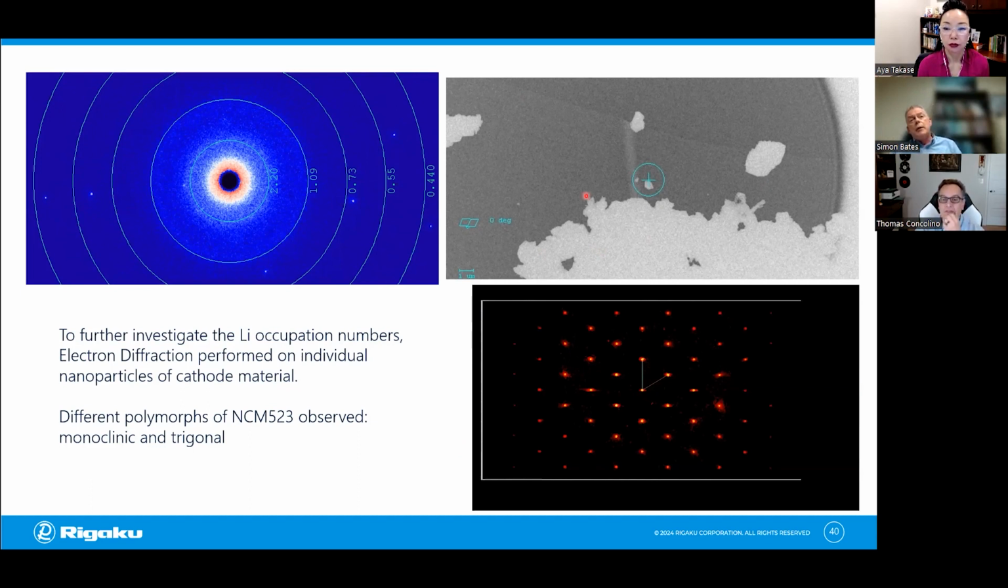And one thing we noticed when we scanned across the particles is there are multiple polymorphs. So already we're beginning to see this degradation towards some rock salt structures. Particularly, we saw a lot of monoclinic structures coming out. So this is again indicative of the failure in the cathode material.